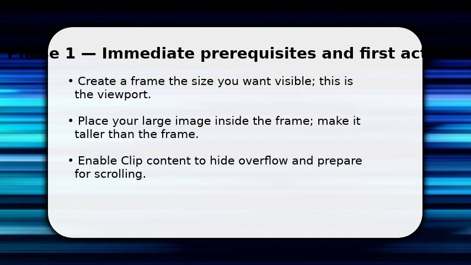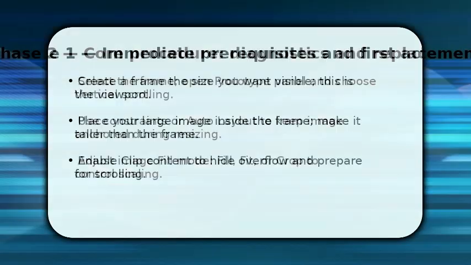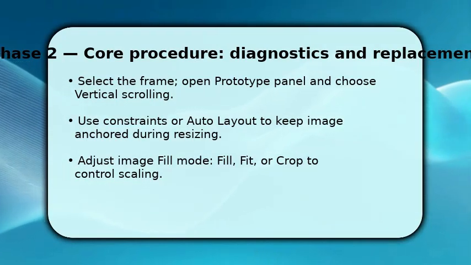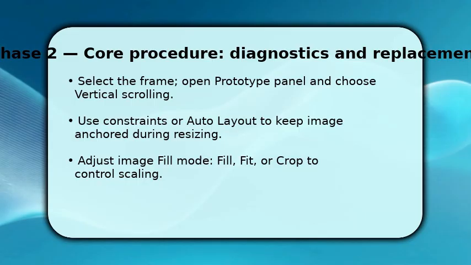Once done, select the frame and switch to the prototype panel to set interaction. Choose vertical scrolling and verify the overflow direction. This tells Figma to let content move inside the clipped window.